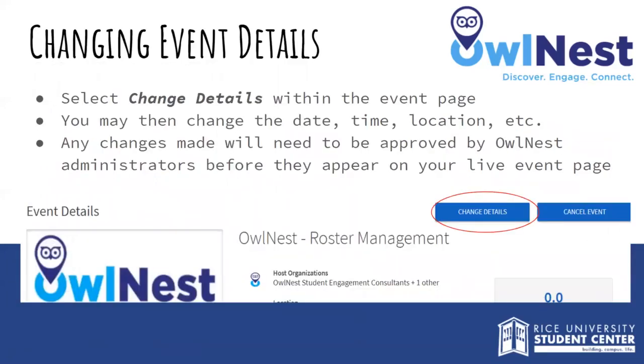To change anything about your event, select Change Details within the event page. You will be able to change details like the time, date, and location of your event. Before these changes appear on your page, they will need to be approved by ALNEST administrators.